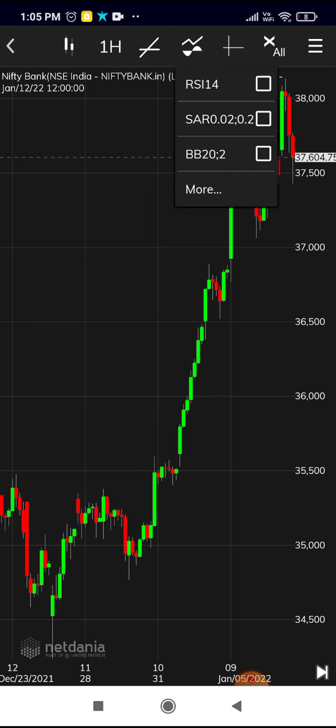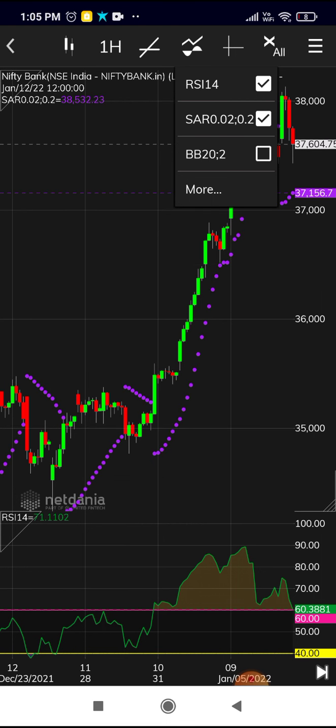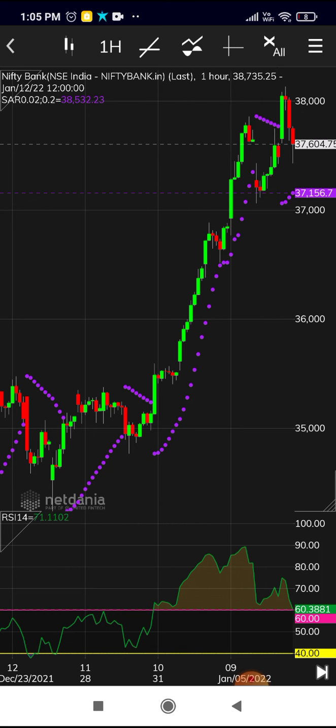The first one is the RSI 14, that is the standard RSI which we are using. In the RSI, the overbought and oversold settings are at 60 and 40. The second indicator which we are using is the Parabolic SAR, and there the settings are the standard 0.02 to 0.2. So I'll click on that. So now I have got the indicators on the chart, RSI as well as Parabolic SAR.